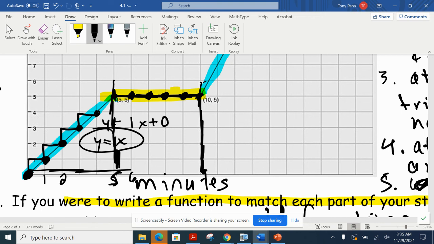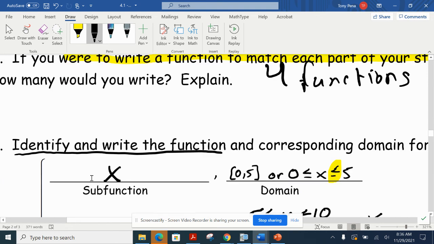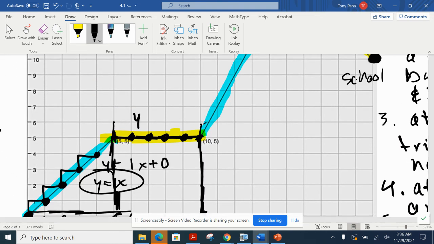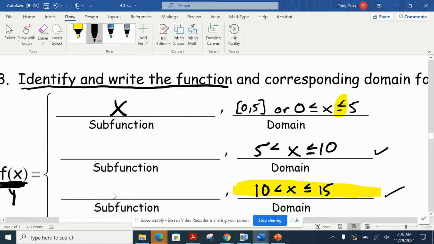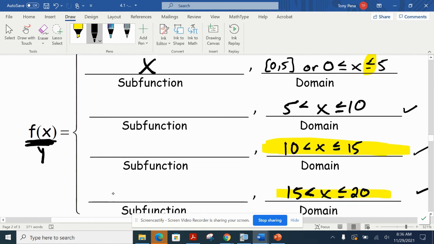All right. And Armando, what is the y coordinate at every single one of those dots? 5. So the equation of that line is simply y equals 5. That's this equation right here for this horizontal line. So when I go to my function, all I have to put here is a 5 because I'm putting the y out in front of it. So this is now y equals 5.